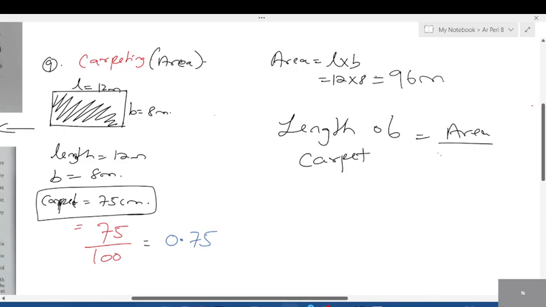So area was 96 meters. Area divided by width of carpet. What is the area we got? What is the calculation for area? 96 divided by what is the width of carpet, students? Instead of 0.75, it is difficult to divide, right? So let me write 75 by 100.